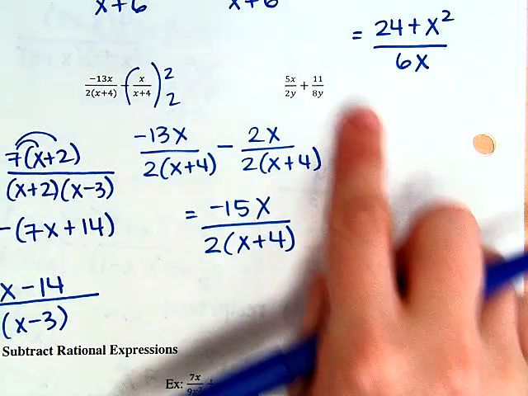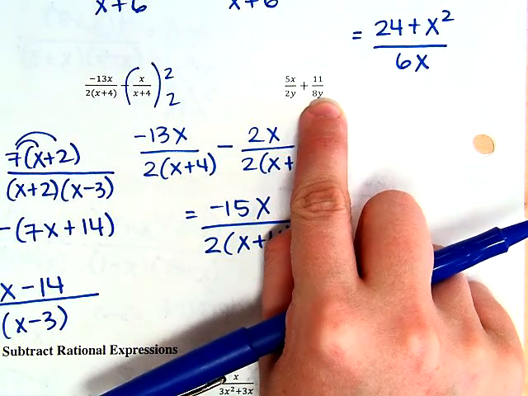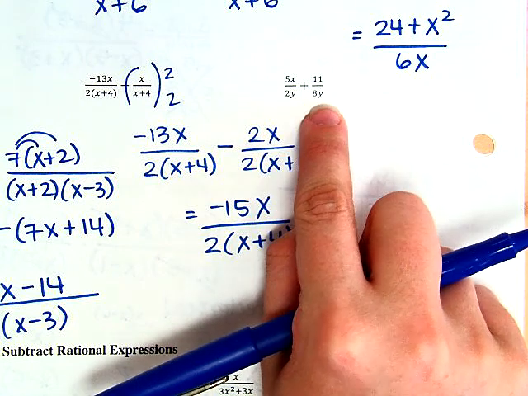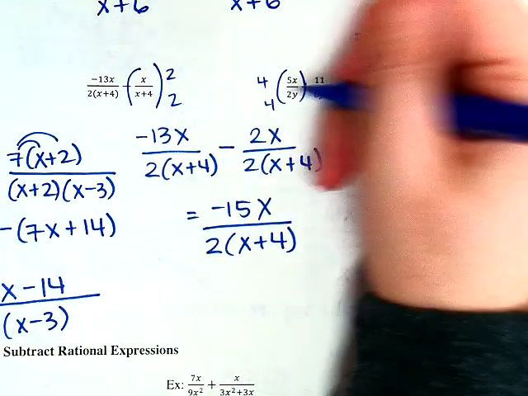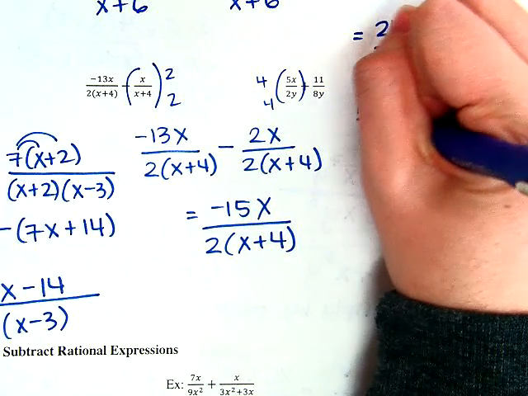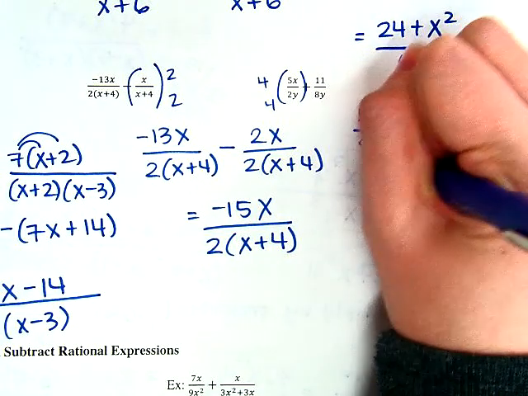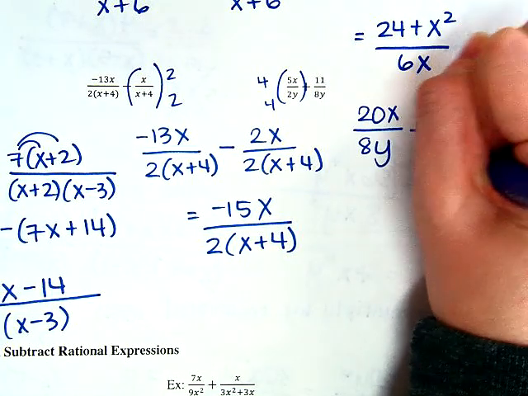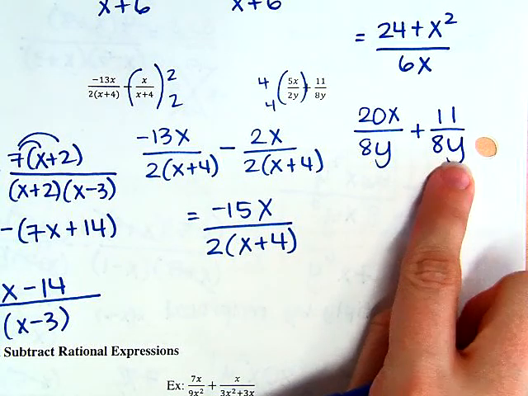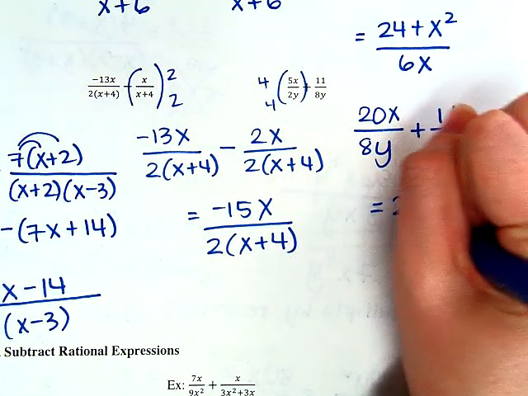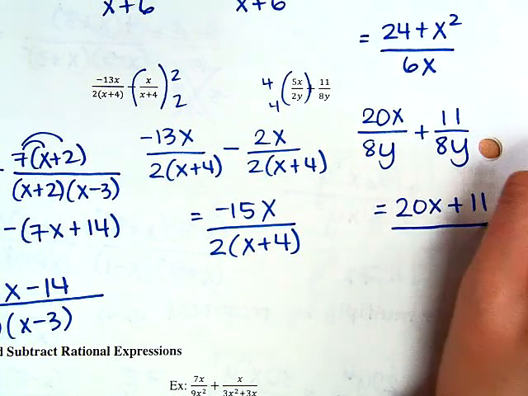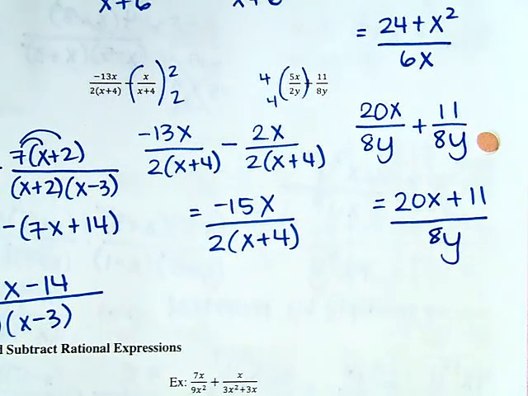Last one, 2y and 8y. To get them the same, I could make 2 become 8 if I multiply by 4. So let's do that. So 4 times 5x gives me 20x over 8y plus 11 over 8y. That one stayed the same. Now I have a common denominator, so I just add the tops. 20x plus 11 over 8y, and I'm done.